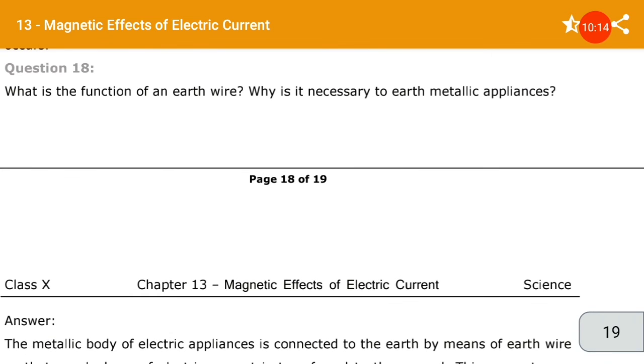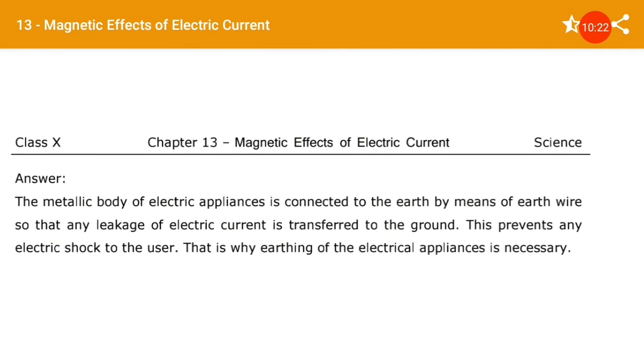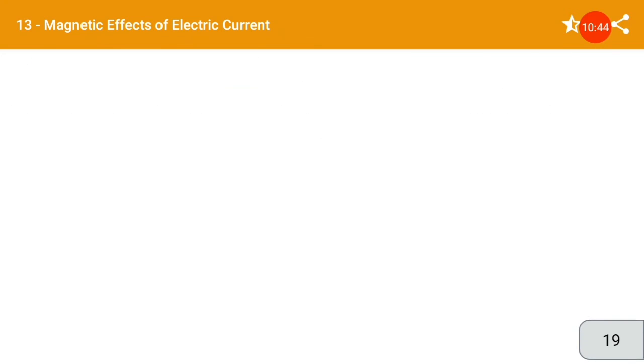Question number 18, what is the function of an earth wire? Why is it necessary to earth metallic appliances? The metallic body of electric appliances is connected to the earth by means of an earth wire, which is generally green in color, so that any leakage of electric current is transferred to the ground. This prevents any electrical shock to the user. This is why earthing of electric appliances is necessary.